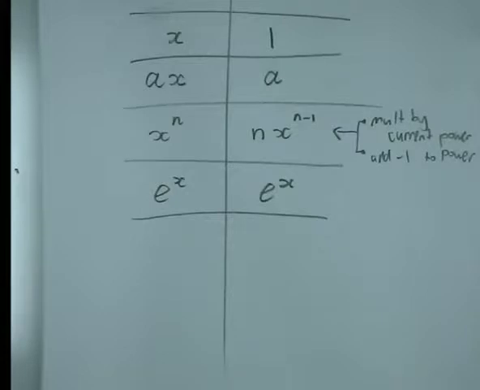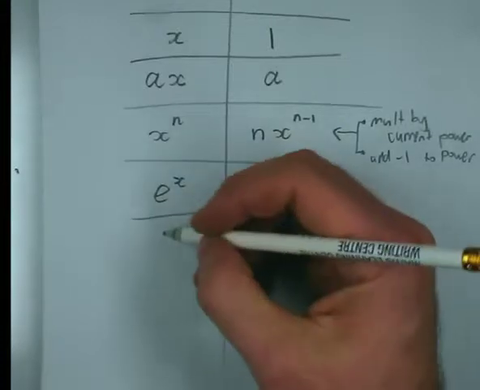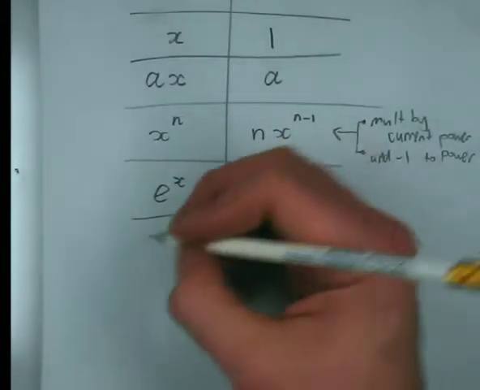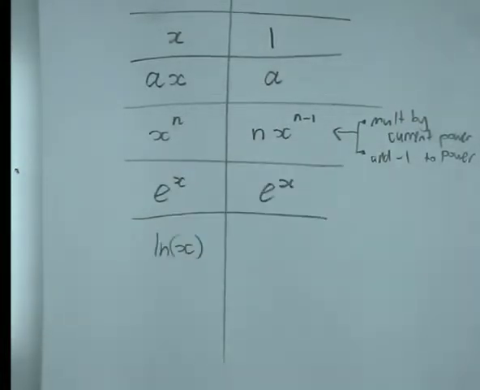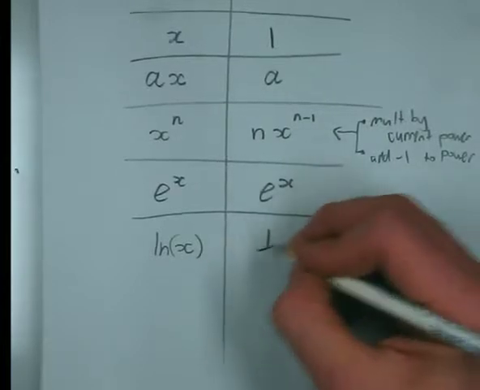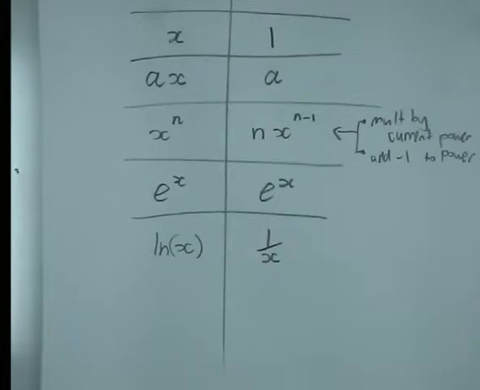Just going to check that I'm covering the whole list. ln of x. So ln is the opposite of e. It's the e to the power of. It cancels out an e to the power of if you use solving equations. If you differentiate that, you'll get 1 on x. Yep. They're your classics.